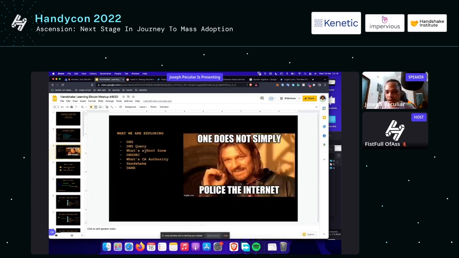Here are a couple of things we'll be exploring: the DNS query, what the root zone is, DNSSEC, the Certificate Authority, Handshake, and precisely DIN. And if we have enough time, we are going to compare the differences between Handshake and other solutions out there that are also working on the decentralized web.